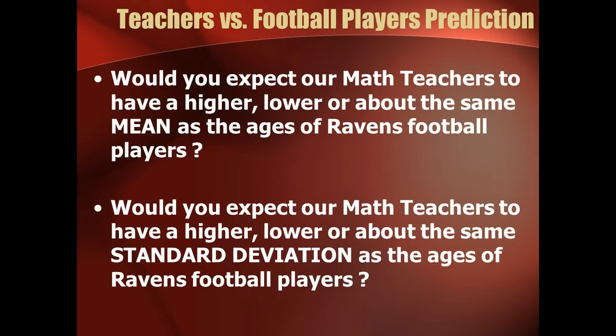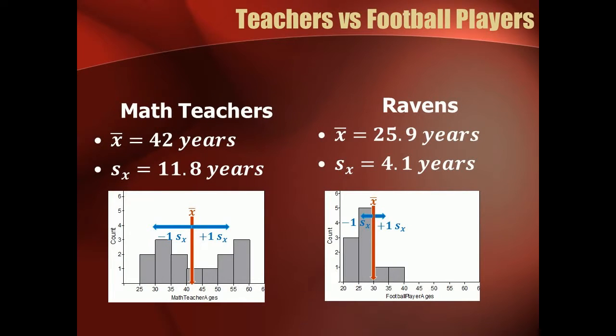Would you say math teachers or Ravens football players are older? Do you think math teachers or Ravens football players have a higher standard deviation? This means, which ages are more spread out? You can see the average Ravens player is about 26 years old with a standard deviation of 4. Clearly the math teachers are older and also have more variation of age because their standard deviation is higher.